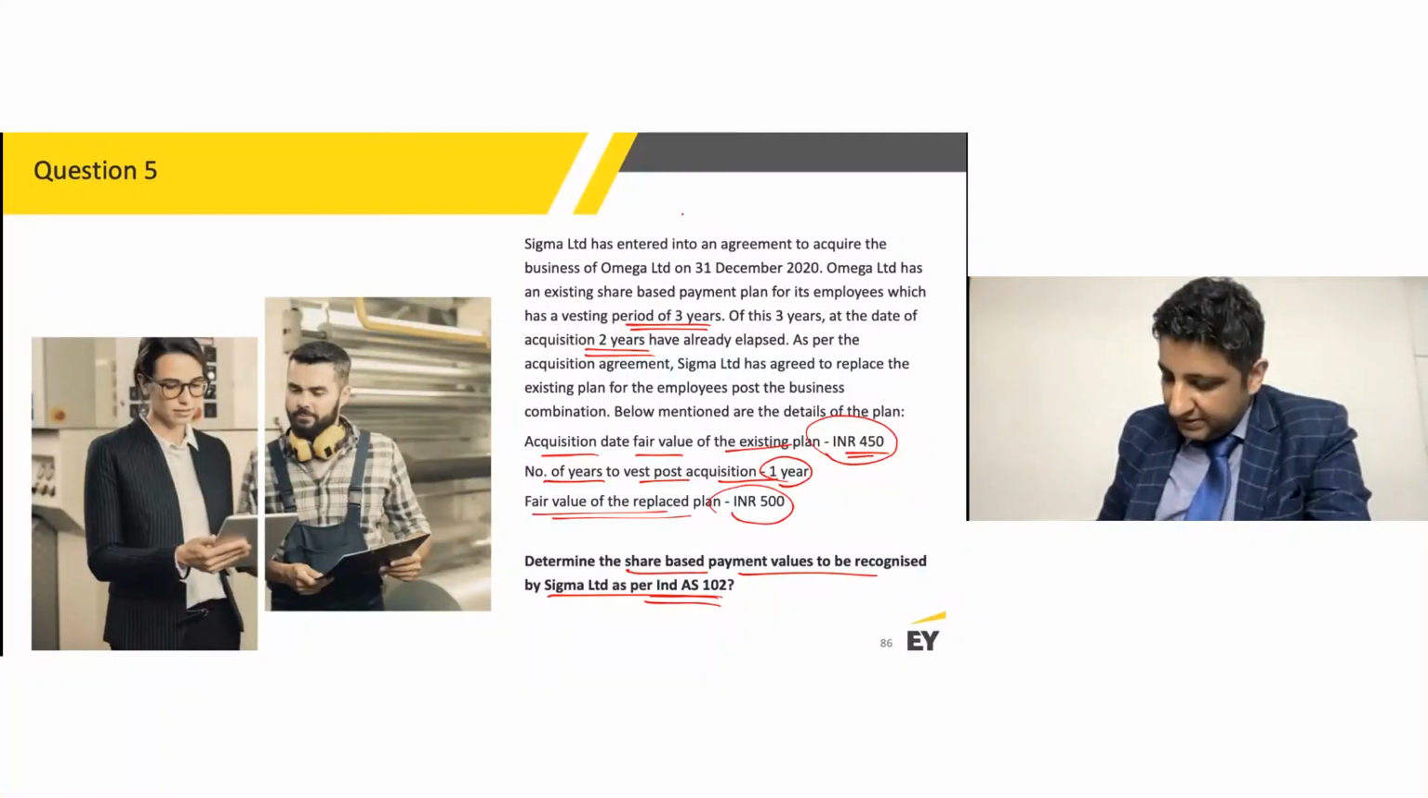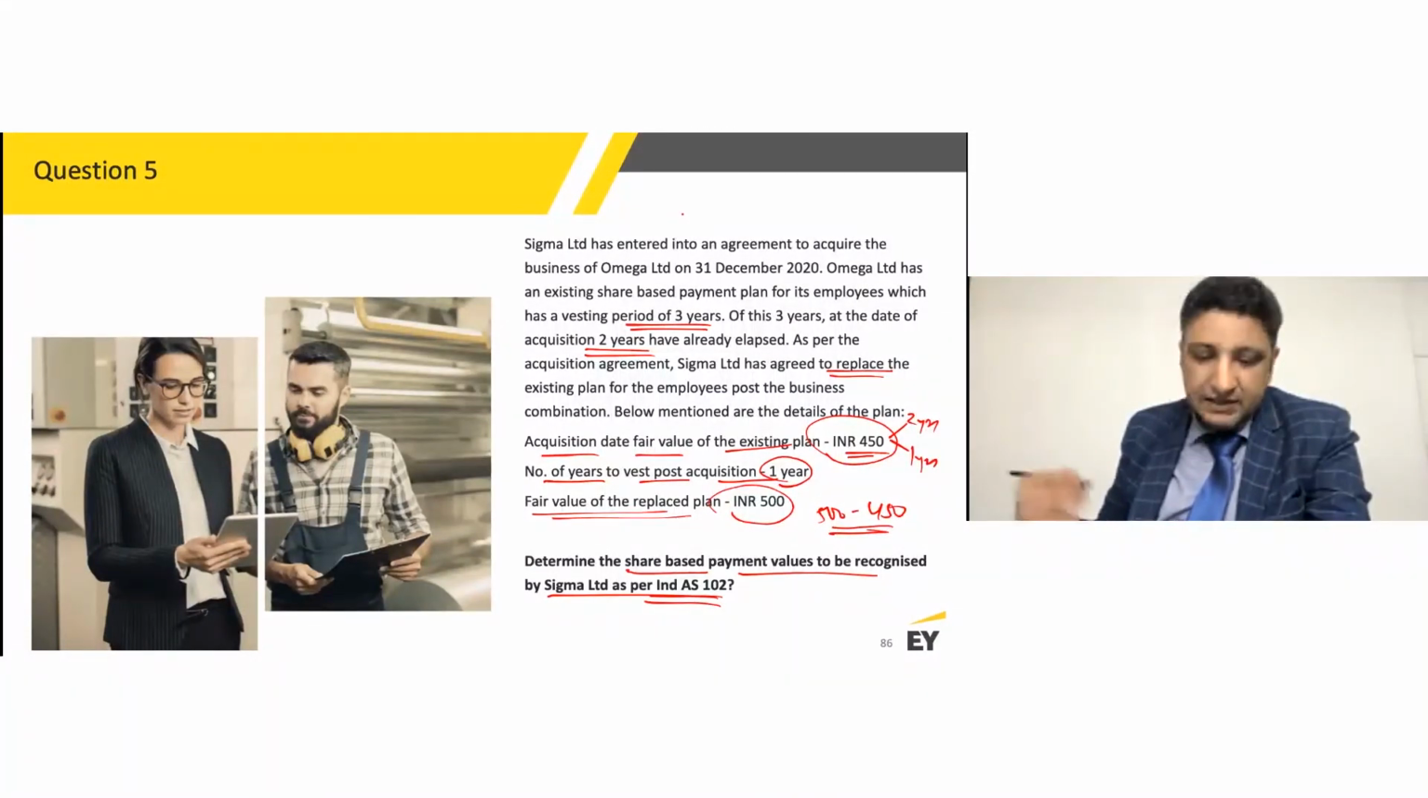You would need to remember that it is a replacement. So automatically the 500 minus 450 becomes relevant. It's important. Likewise, out of this 450, there is something which already has been charged so far in the books of Omega Limited from the perspective of the accounting under the share-based payment. So that would be taken care of. And for the remaining period of 1 year, of course, the portion of 150, the pro rata value of that 450 would also be a part of the cost in the books of Sigma Limited.